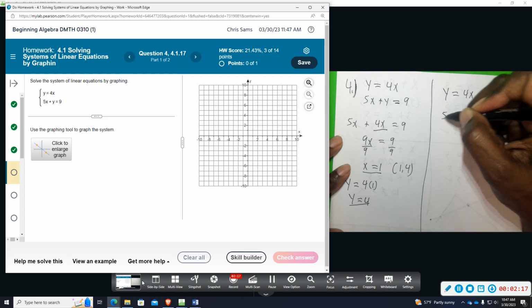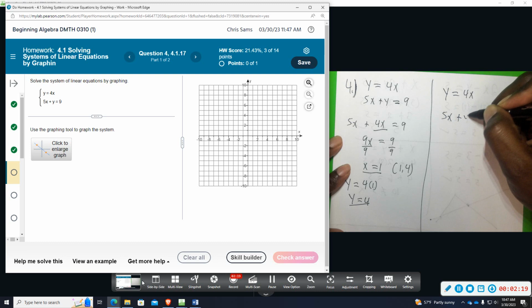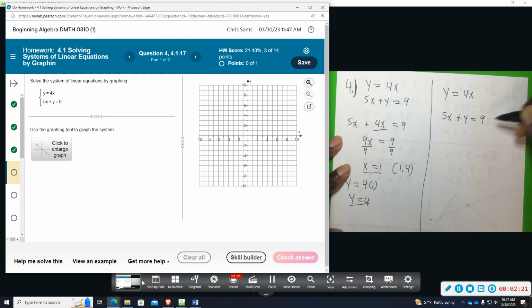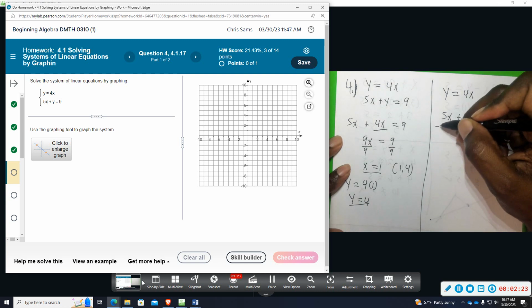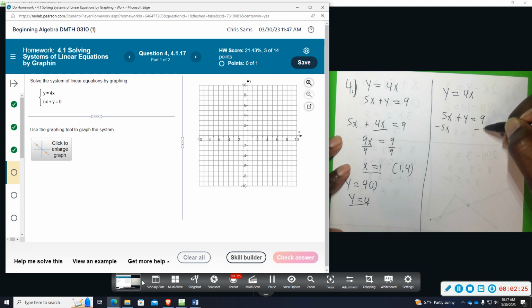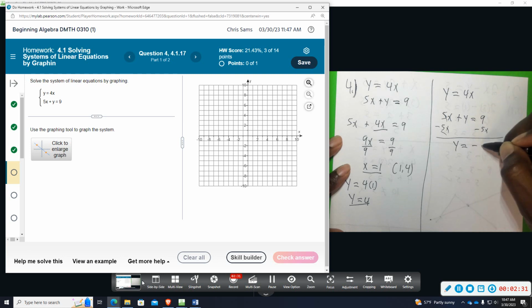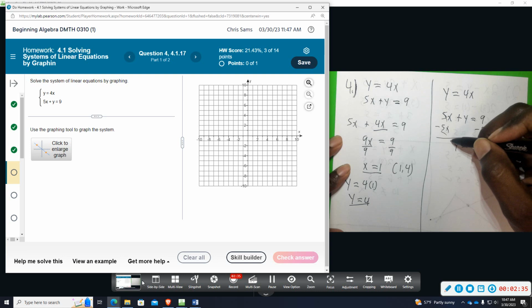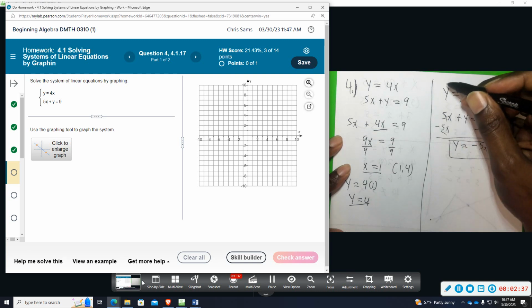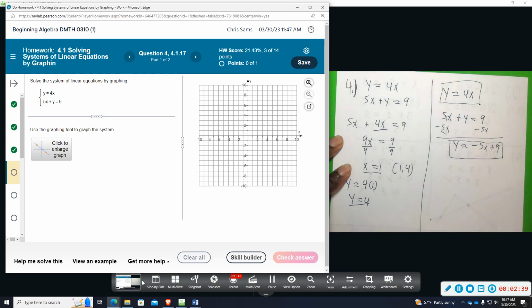If I take the 5x plus y equals 9, and I subtract 5x from both sides, we end up with y equals negative 5x plus 9. All right, so we got slope-intercept form, slope-intercept form. Again, I'm going to graph these, and we already found the intersection.